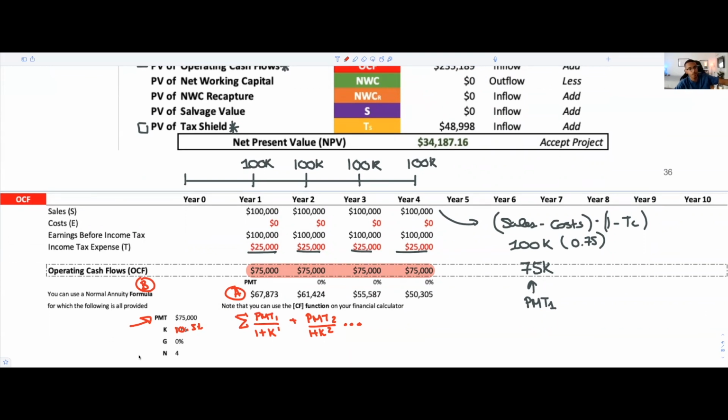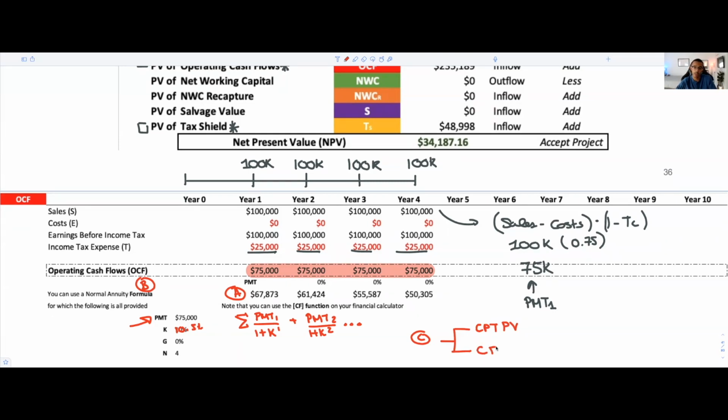Another way of going about it is by plugging this in within your calculator. Now there's 2 ways to plug this in within your calculator, all right? The 2 ways of doing this is by either just simply plugging in your I/Y as being equal to 10.5%, your N as being equal to 4, your payment as being 75,000, and the future value as being equal to 0, then you would compute for the present value, right? Like if you were looking at a hypothec or a loan, right?